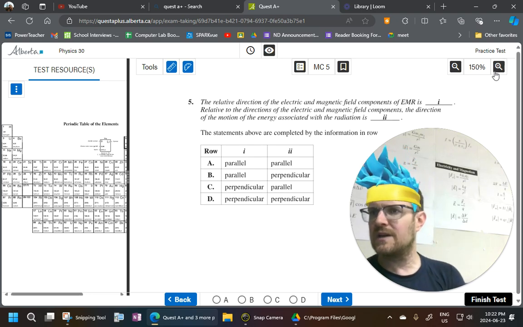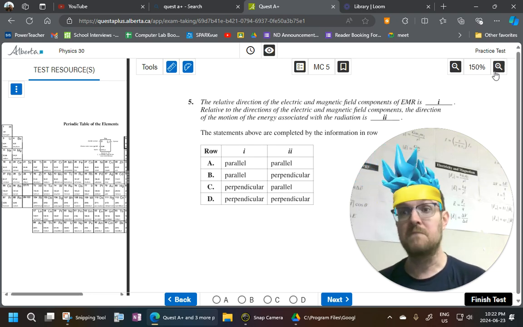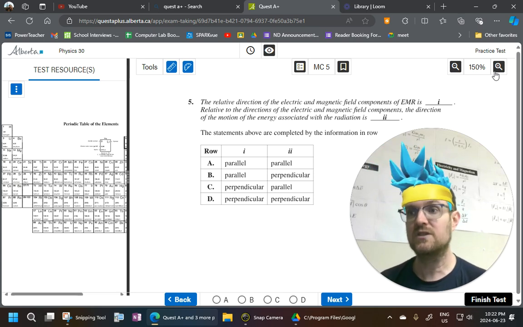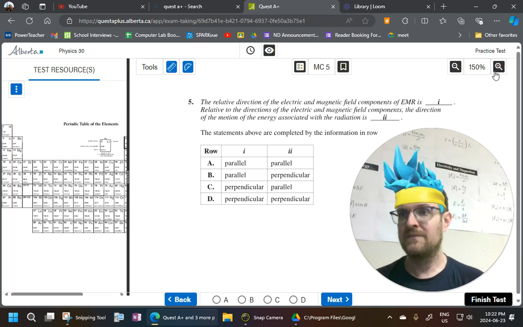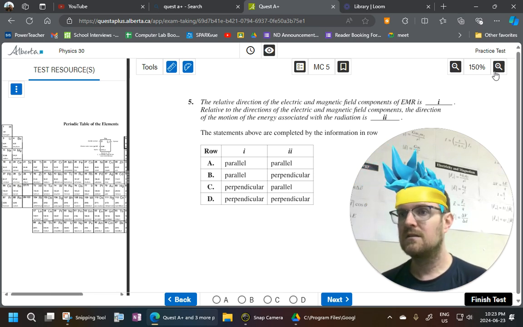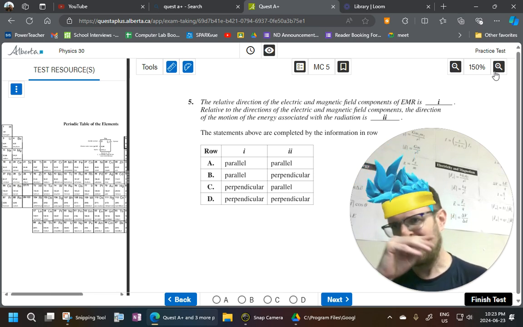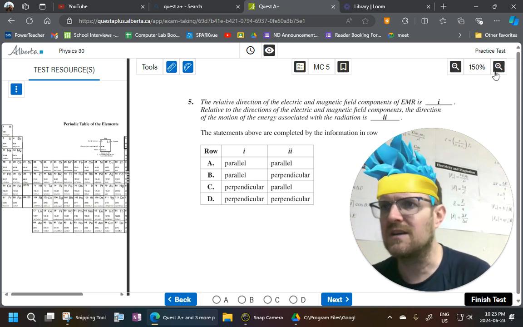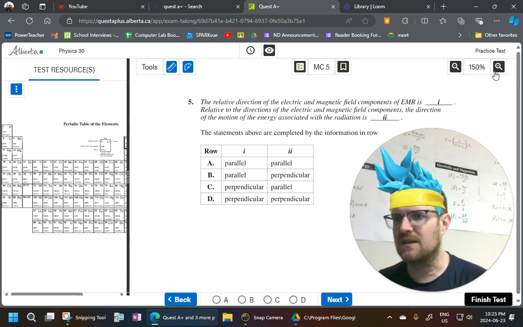Relative to the direction of the electromagnetic field components of EMR, they're perpendicular. That's one of Maxwell's predictions. They're perpendicular, and they're perpendicular to the direction, the motion of the energy associated with the radiation. Everything's perpendicular here.